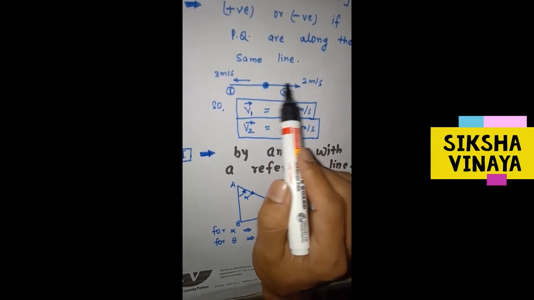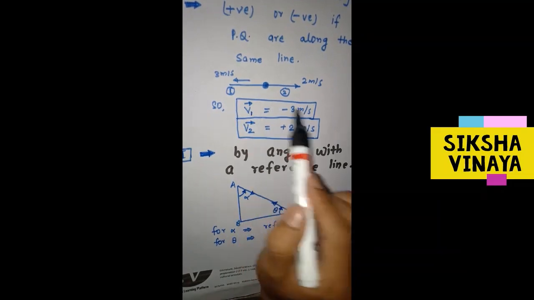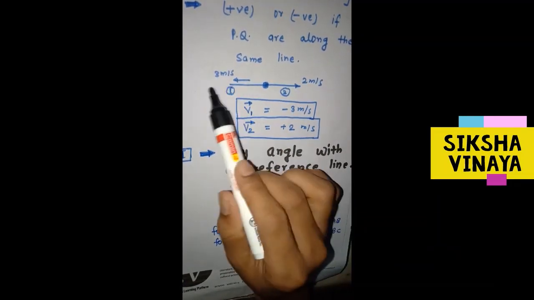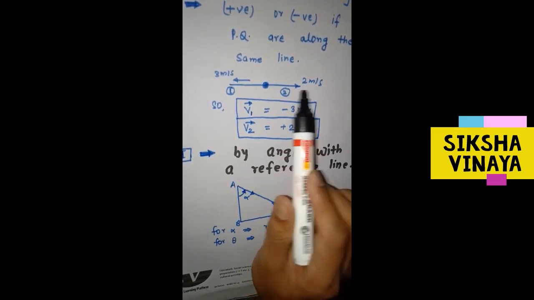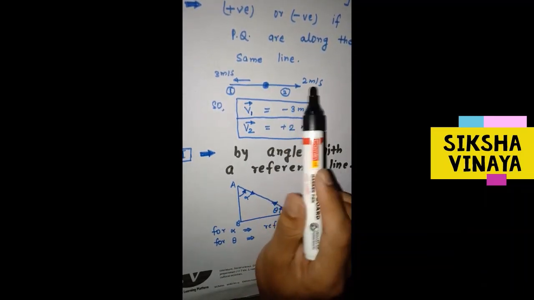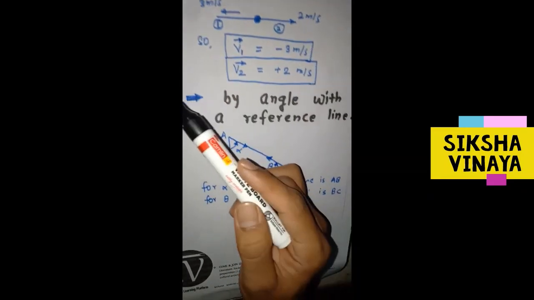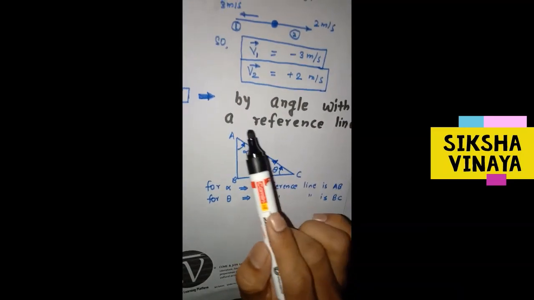If some velocity is in this direction, 2 meters per second, it can be denoted by v1 vector equal to -3 meters per second, or v2 vector is equal to +2 meters per second, taking this direction as positive and this direction as negative.